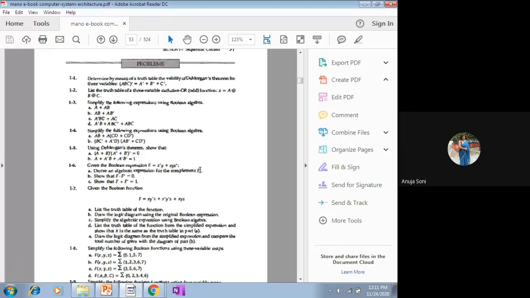Once you find the value of f dash, you already have the value of f in your hand. Ultimately you have to find f into f dash. Into here stands for the AND operation. You have to show that it will be equal to 0. Afterwards you will have to find f plus f dash, and show that it will be equal to 1. And then question number 7: given the Boolean expression, list the truth table of the function.